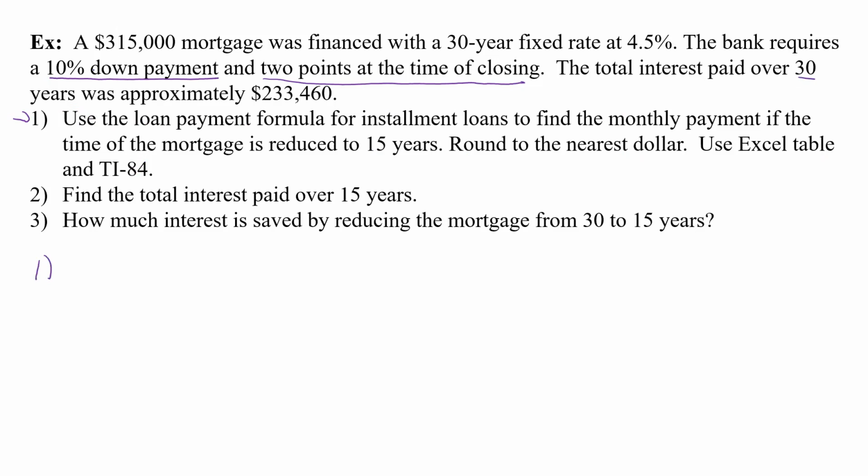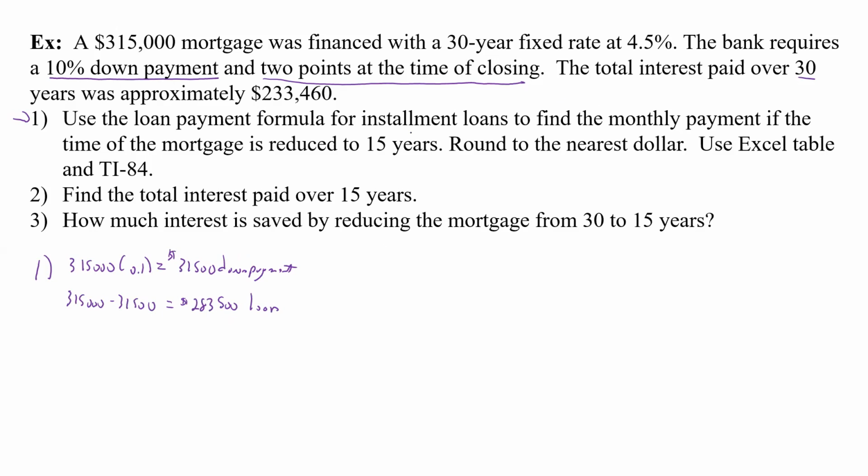Well, if we have to take 10% down, that means we're going to have to take 315,000 times 0.1. And so that's going to give us 31,500. That's going to be our down payment. Now, from that, if we take 315,000 minus our 31,500, that's going to give us how much our loan's going to be. And if we subtract that, that's going to be 283,500. And so that's going to be our loan. Okay, so now we know how much we're borrowing.